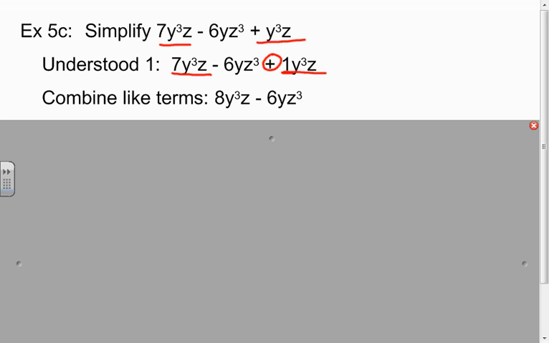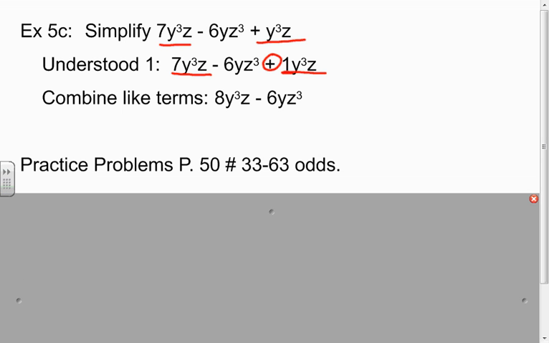Okay? Your practice problems for the rest of this section, part B, page 50, 33 to 63 odd.